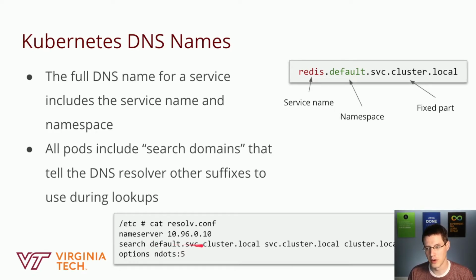Redis.test.default.service.cluster isn't a real one, but redis.test.svc.cluster.local is a valid name. Okay, so again, I know this may be a little confusing, and once you do the hands-on, hopefully it'll make a little bit more sense how this is all working.